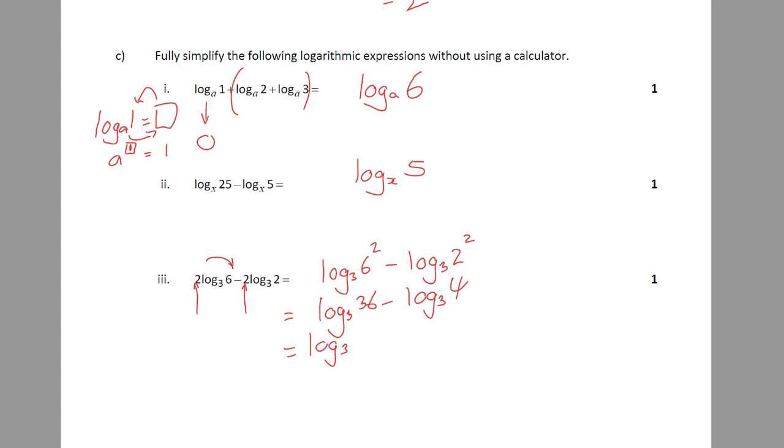It's a minus question, so I better divide. 36 divided by 4 is 9. Log 3 of 9. 3 to the what gives 9? Not times 3. 3 to what number gives 9? It's a 2. Okay, 3 is tempting, but 3 squared gives 9. No, my answer is 2.